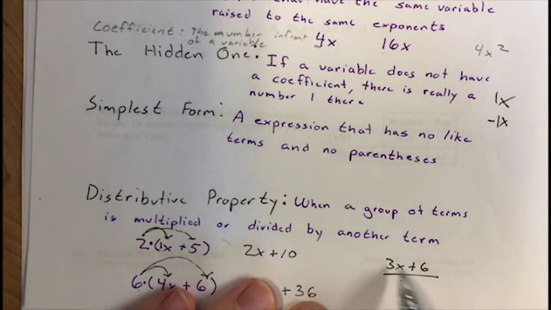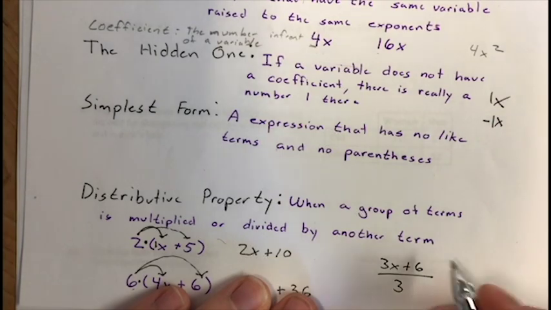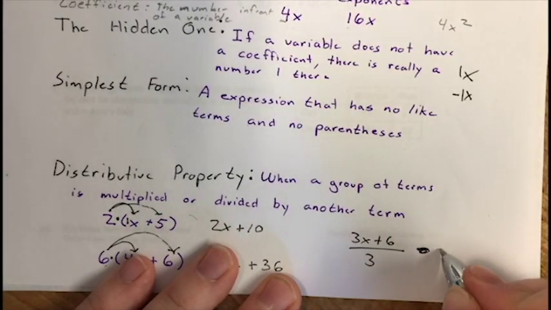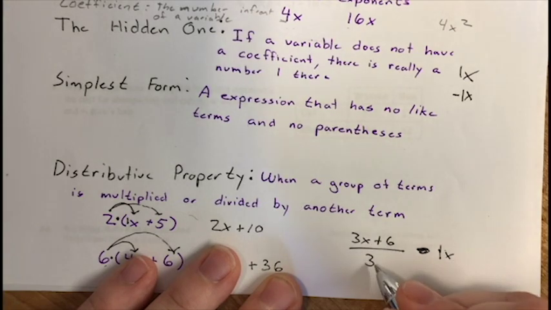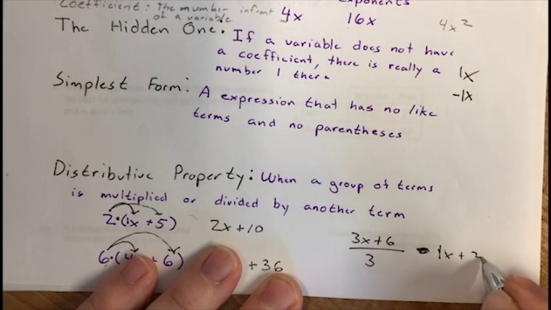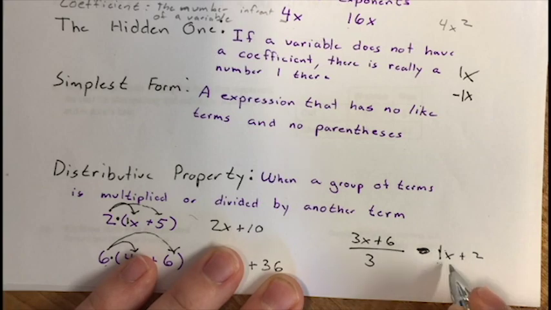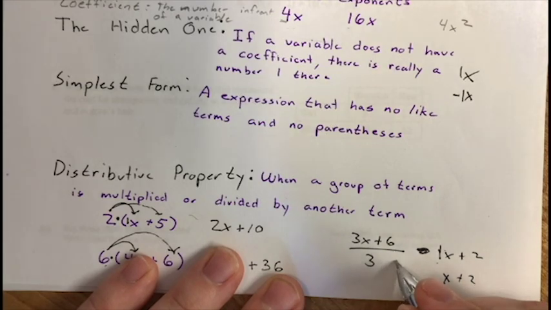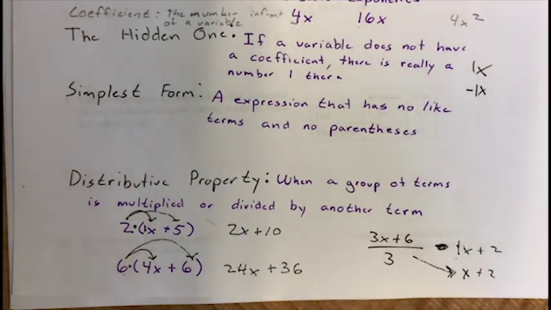I'm going to be dividing this entire thing by 3. So 3x divided by 3 gives me just 1x, and positive 6 divided by 3 gives me a plus 2. So 1x plus 2, and because of that hidden 1 rule, we don't really need that 1. So this is simplified to this using distributive property, but you won't see that too much right now.